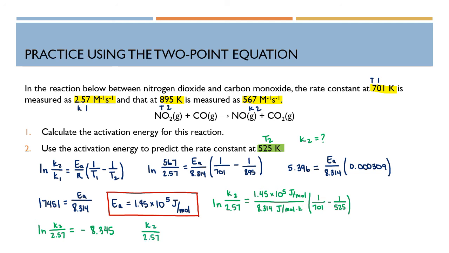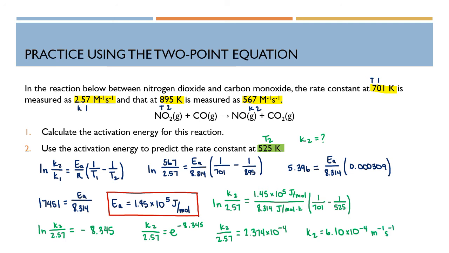So then if I take e to the power of both sides, that gets rid of the natural log. So e to the power of negative 8.345 is equal to 2.374 times 10 to the negative fourth. Now I'll take that and multiply that number by 2.57 to figure out my K2. So my K2 is 6.10 times 10 to the negative fourth, M to the negative 1, s to the negative 1.